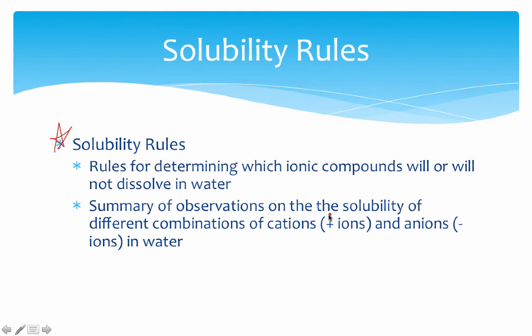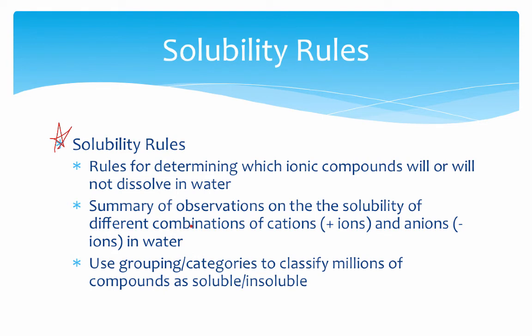It's a summary of the observations on the solubility of a bunch of different combinations of cations and anions in water. So basically all the different salt possibilities we have, and we can summarize in a quick table whether they will or will not dissolve in water. This makes our job a lot easier. It takes the idea of grouping and categorizing things to classify millions of compounds as soluble and insoluble without having to memorize the solubility of millions of individual compounds. So it's a way of getting through some work a lot quicker.